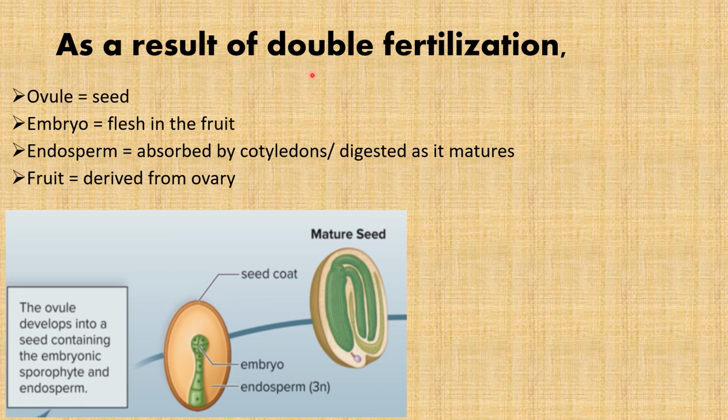Like in the fruit, there's flesh which will be eaten by us, and that is actually the embryo of the process. And the endosperm is then absorbed by the cotyledons, or it might be digested as it matures. It depends on the type of fruit and plants. And finally, the fruit itself is derived from the whole ovary, and we call it a fruit. So that is the end of the slide.